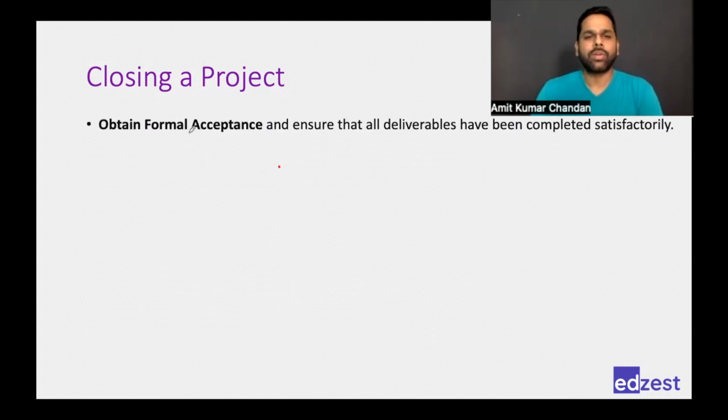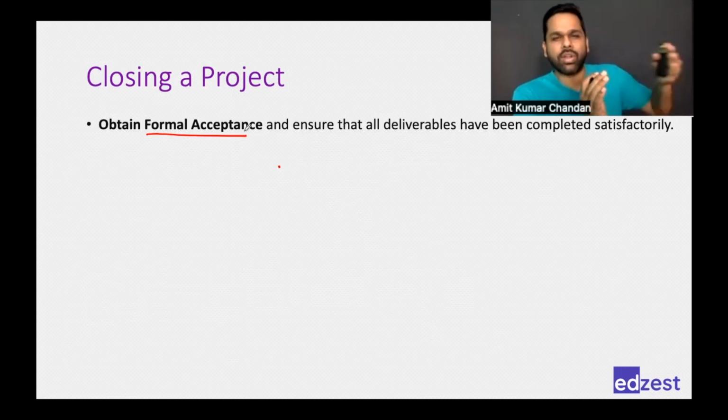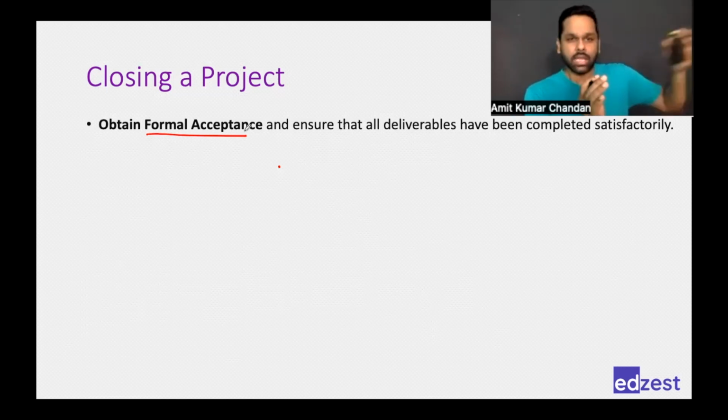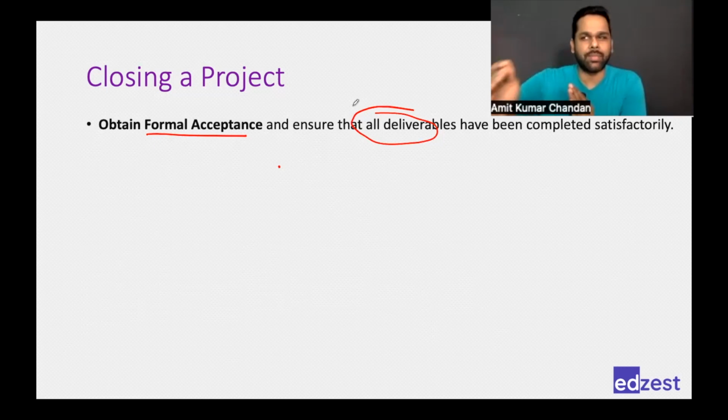We need to obtain formal acceptance on everything that has been done. Now, when you are showing it to the customer, validating the scope, and receiving acceptance on individual deliverables, that is a part of monitoring and controlling activity. Validate Scope process. Here, when we are talking about the closing process, we are talking about all deliverables at once. So we are looking at the entire project, not one or two deliverables. They might accept it, they might reject it.